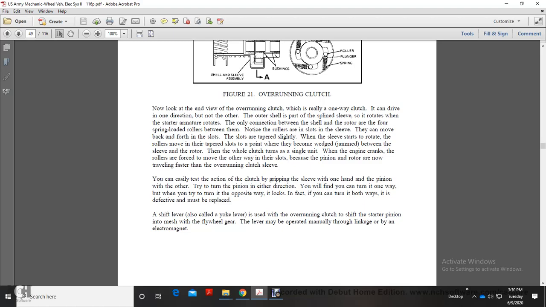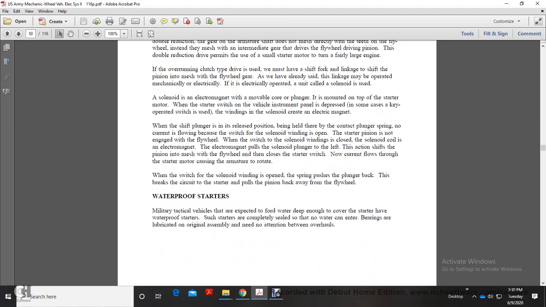A shift lever, also called a yoke lever, is used with the overrunning clutch to shift the starter pinion into mesh with the flywheel gear. The lever may be operated manually with linkage or by an electrical magnet.